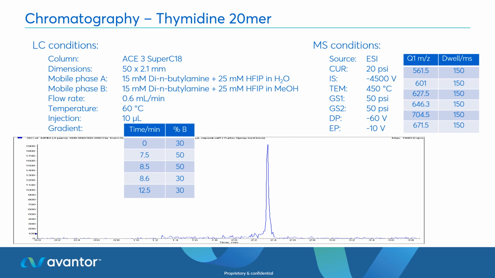So let's now look at thymidine 20mer, and this will be the molecule that we're starting to develop the method on. So here we've got the chromatography. We're using an ACE 3 micron super C18, 50 by 2.1. We're only looking at one compound in this case, and we get nice chromatography occurring within 4 or 5 minutes, with a total run time of 12.5 minutes, allowing us to analyze more components if we want to.